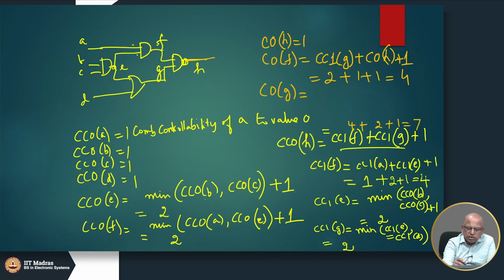In order to observe G, I have to set F to 1, only then I can observe G. If I set F to 0, then I can't observe G. So, I have to set F to 1 and then observe H. So, this is also I think 4, right. No, yeah, this is 4 plus 1 plus 6, actually this is 6. So, this is how you can sort of calculate the observability.